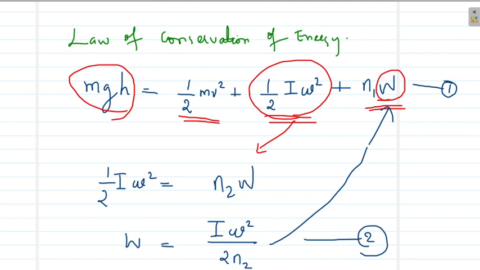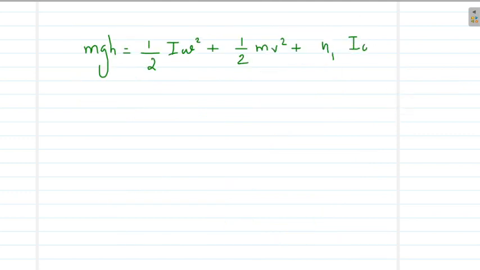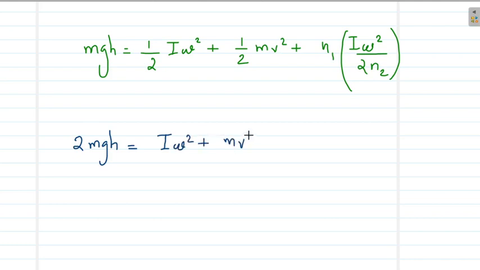mgh is equal to half I omega square plus half mv square plus N1 times W, which is I omega square divided by 2N2. Now let us multiply this equation by 2 throughout. We will get 2 mgh is equal to I omega square plus mv square plus N1 by N2 I omega square.